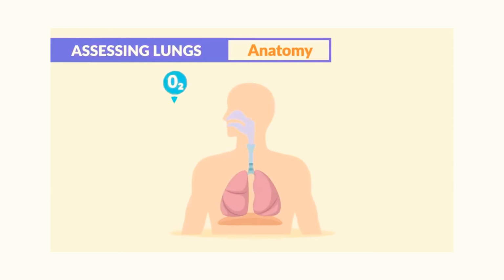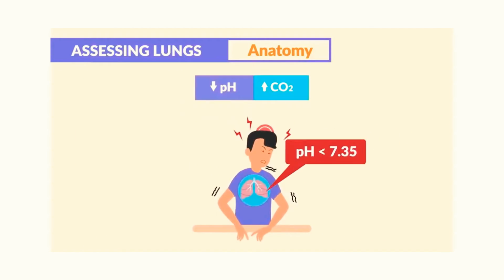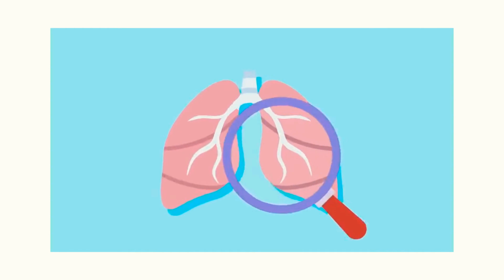So normally we breathe oxygen in and breathe out that CO2, that carbon dioxide, which I call carbon diacid, since too much of it can put your body in acidosis. Now for assessing the lungs.